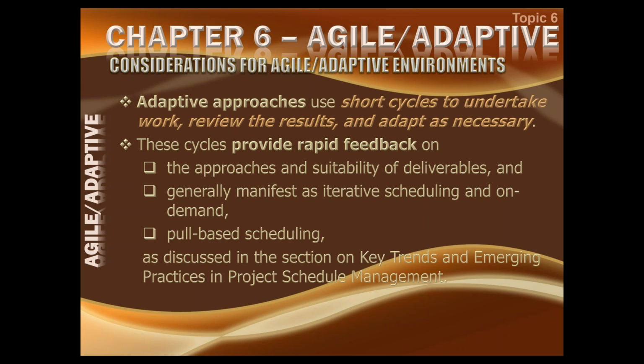Review the results and adapt as necessary. These cycles provide rapid feedback. Only 1 month of job will be evaluated, feedback will be provided, and we will learn lessons out of it, and then we move on to the next iteration. So these life cycles provide rapid feedback on approaches and suitability of deliverables, generally manifest as iterative scheduling and on-demand scheduling. Naturally, in these kinds of situations, we will be going for either iterative scheduling or on-demand scheduling.